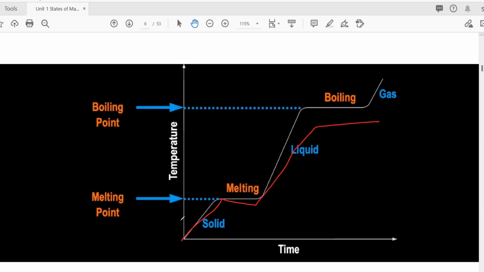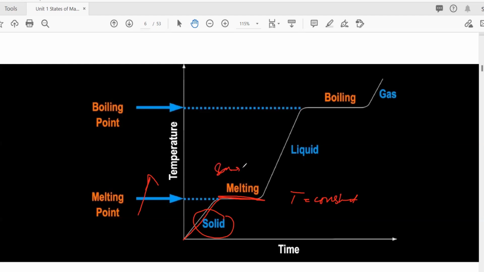So a few things you have to understand. When the line is sloping like this, it means the temperature is increasing, and the state is solid. During this flat line, it means the temperature is constant. Temperature is constant, it means not changing. So where is the heat going? Heat is converting solid into liquid. So it means that in this place here, you will find both. You will find some ice and some liquid together.